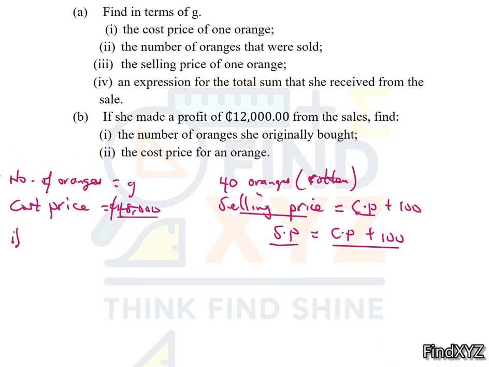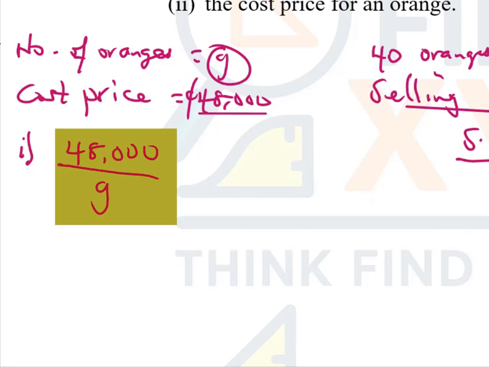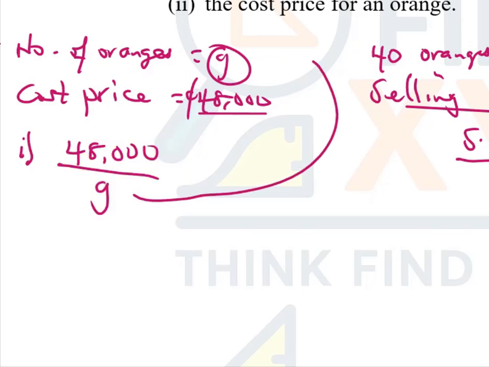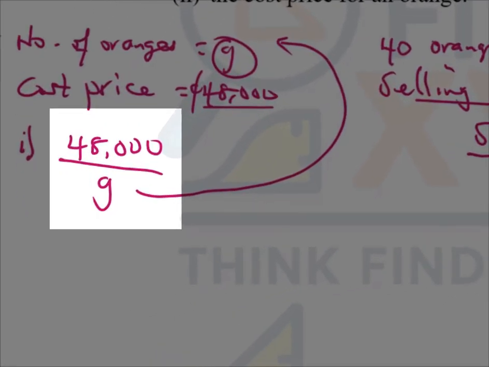So we are going to apply the same logic here. We know that the total cost for all the oranges was 48,000 Ghana cedis. If we want to know the unit cost, we have to divide by the total number of oranges. And what is the total number of oranges? That is G. So divide this by G. The cost price for one orange is 48,000 divided by G, which represents the number of oranges. So take note of that. This represents the cost price for one orange.